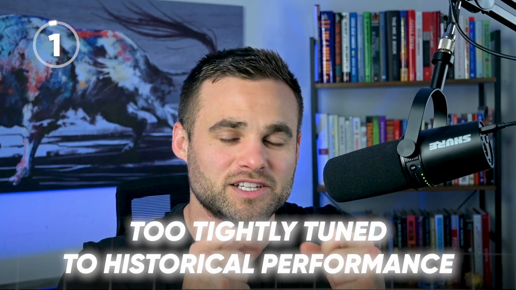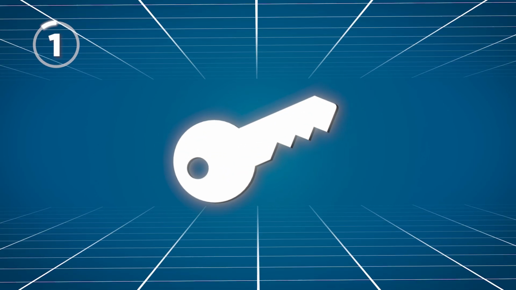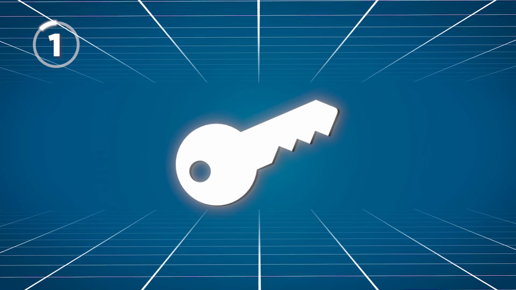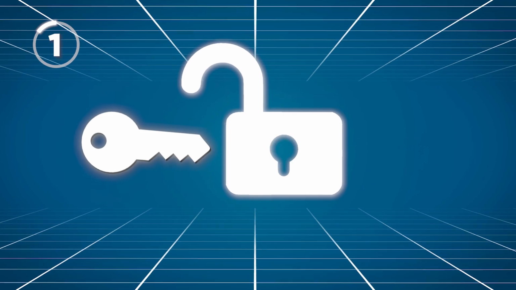Now, this is something that I didn't understand early in my career, but it's really, really important to understand. What overfit means is that the trading strategy is too tightly tuned to historical performance. So let's say, for example, that we use a key and a lock, right? And we have this key that is this certain pattern that fits specifically in this lock. And if you put it in this lock, then it works perfectly.